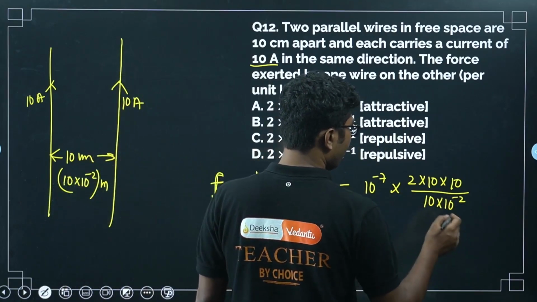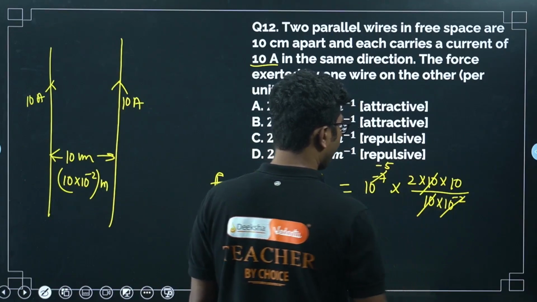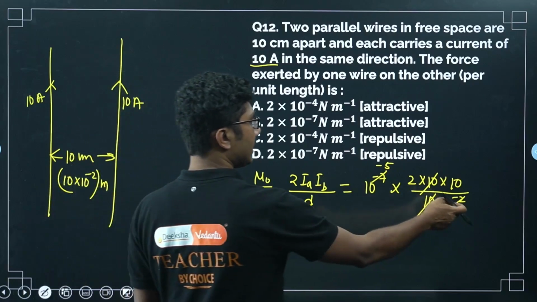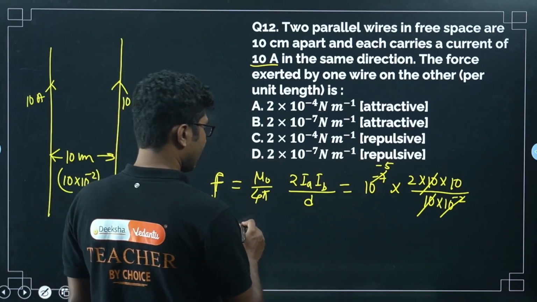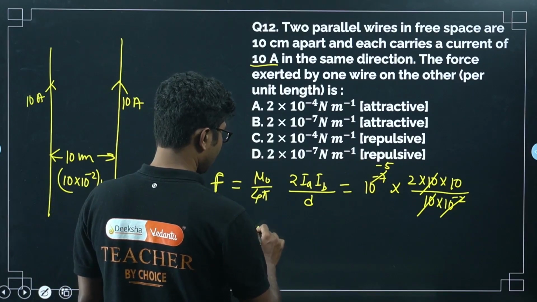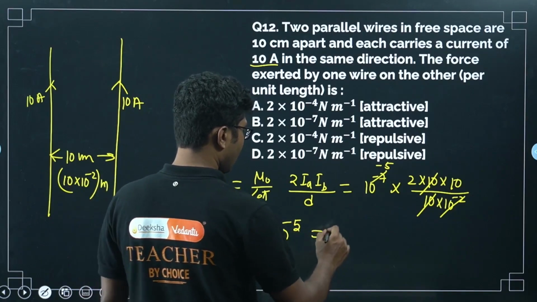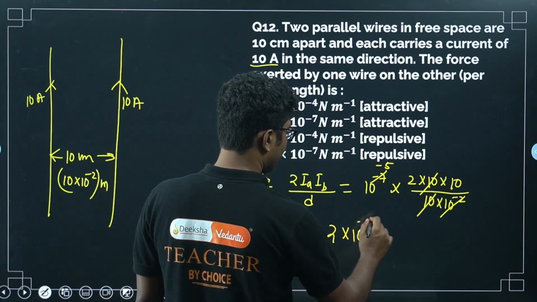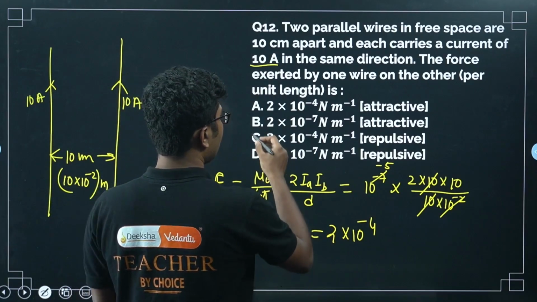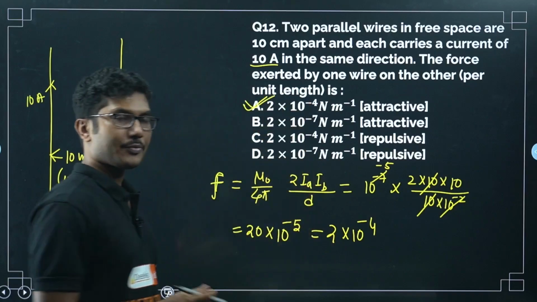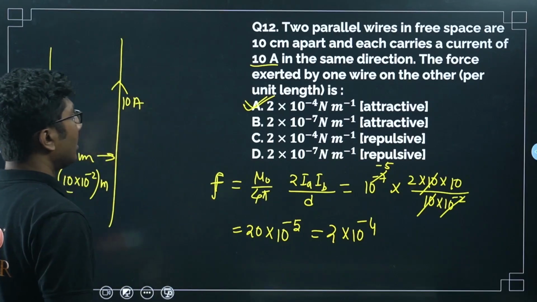So what you can do, you can cancel 10 here and make this minus 5. Okay, minus 2 was here, so it will be reducing this minus 7 by 2, right? So we can write this as 20 times 10 to the power of minus 5 or 2 times 10 to the power of minus 4. Okay, you have to be very fluent with 10 to the powers. You have to be very fluent with 10 to the powers to be successful in physics.